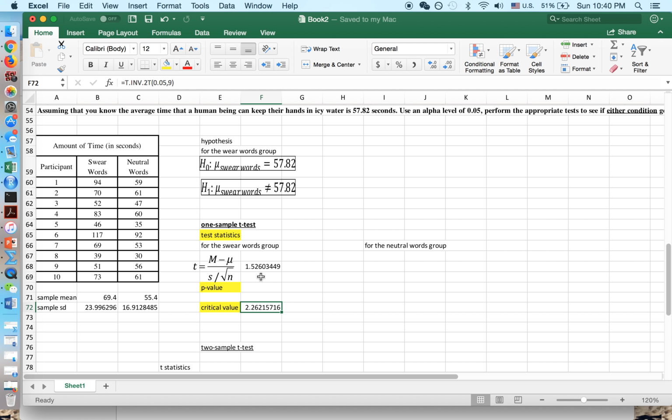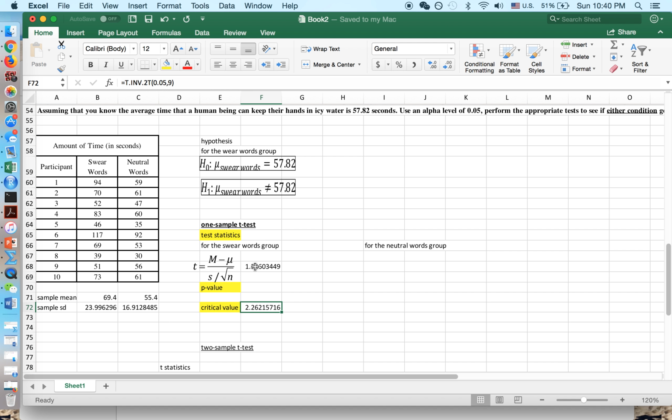Okay, so let me start all over again. All right, so how do I find this critical value? I put a equal to t inverse. Since I'm doing a two-tail test, I have to type in 2t, and then my probability is 0.05, which is the alpha value that I'm using. My degree of freedom is 9 because my sample size is n. Okay, so this is my critical value.